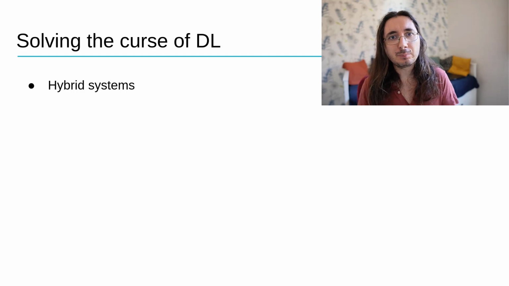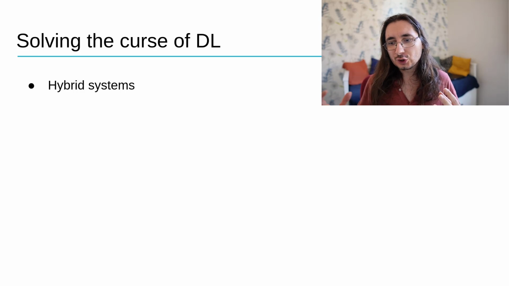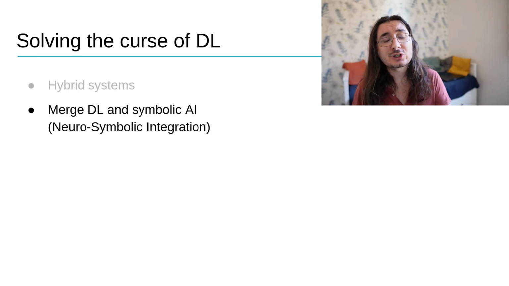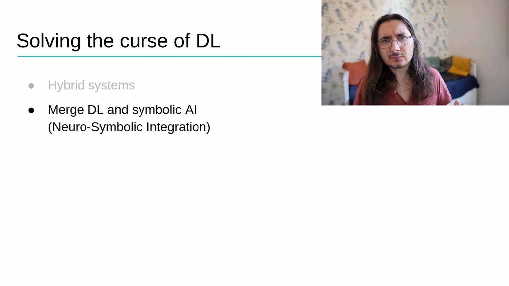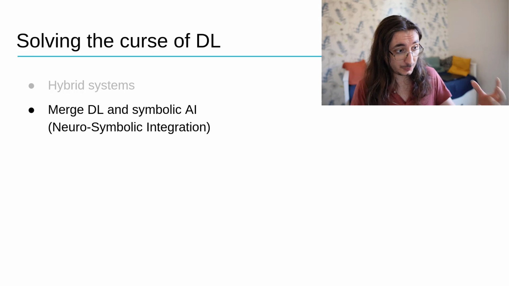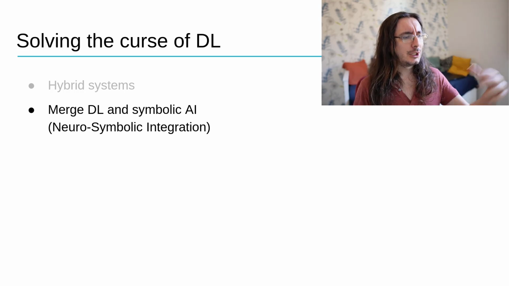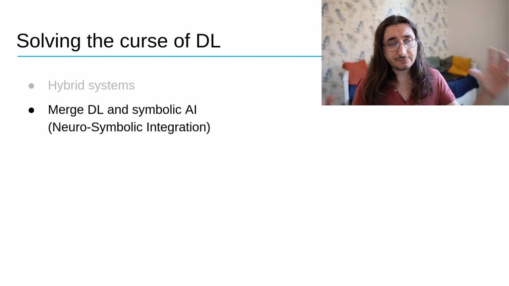In order to solve the curse of deep learning, I suggest we try to implement hybrid systems. And what that means is basically having systems that use multiple techniques. In particular, I suggest to merge deep learning with some symbolic AI. This is nothing new. This has been done for quite some time, and the overall field that tries to do this beyond music, in other fields as well, is called neuro-symbolic integration.